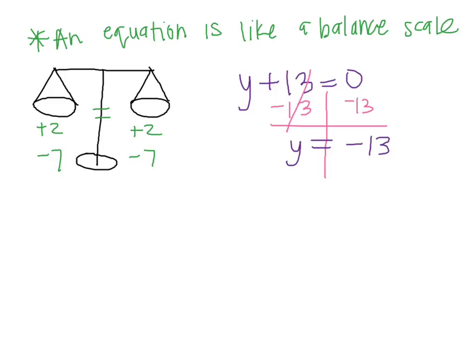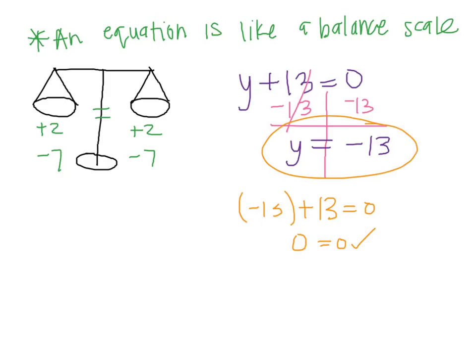Let's go ahead and check that. So I'm going to take my solution and substitute it back into the original expression. We'll do a different color. So instead of y, I have negative 13 plus 13 equals 0. Well, what is negative 13 plus 13? That's 0. Since that is true, it tells me that yes, y equals negative 13 is correct.